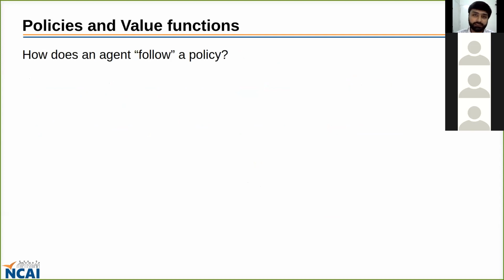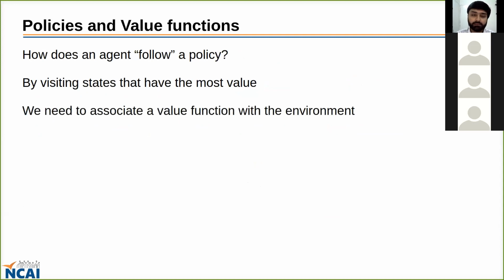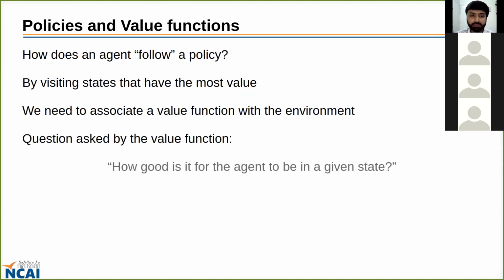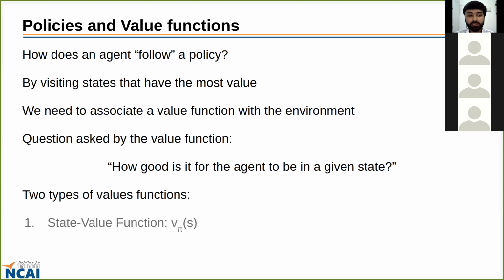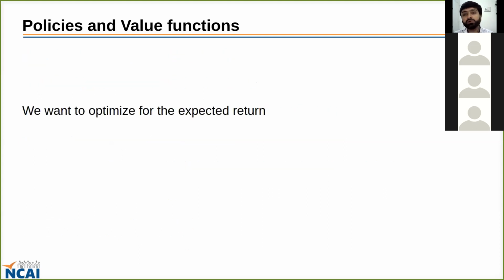But how does an agent follow a policy? By visiting states that have the most value. What it means is that we need to associate a value function with the environment, or values with particular states. The question asked by the value function is how good is it for the agent to be in a given state? There are 2 types of value functions, each dealing with one aspect of interaction with the environment, the state and the action. The one is the state value function, which just focuses on the states. And the second is the action value function, or the Q function, which focuses on the actions taken in a particular state.